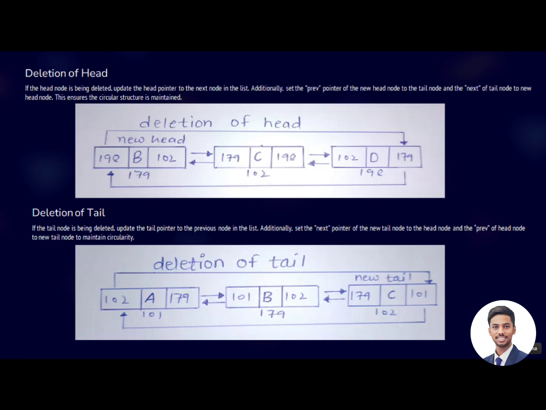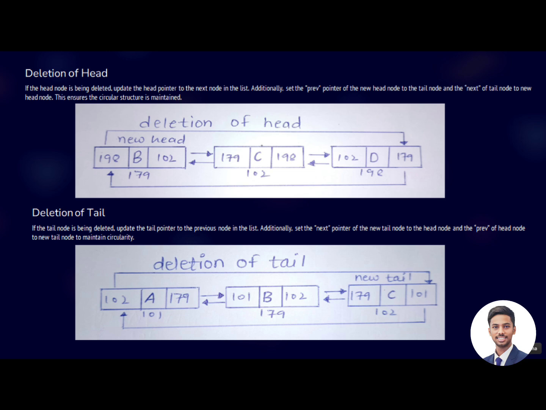Let's see how to delete the head node. If the head node is being deleted, update the head pointer to the next node in the list. Additionally, set the previous pointer of the new head node to the tail node and the next of the tail node to the new head node. This ensures the circular structure is maintained.